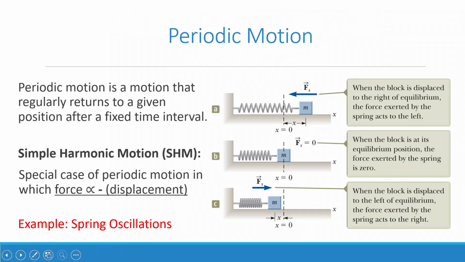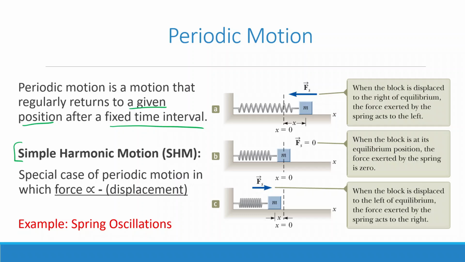So in general, we are talking about periodic motion. Periodic motion is motion that returns to a given position after a fixed time interval. There are lots of different types of periodic motion that you might have, but we're going to be looking most specifically at simple harmonic motion. Simple harmonic motion we'll abbreviate as SHM to save time.